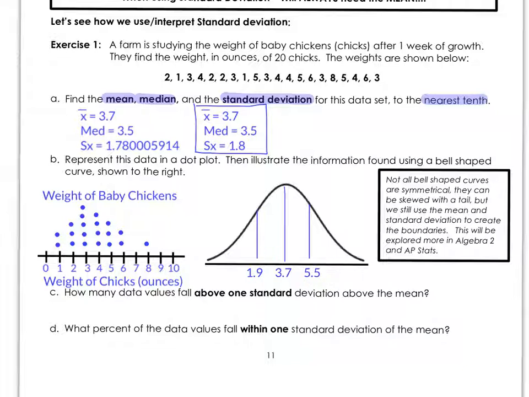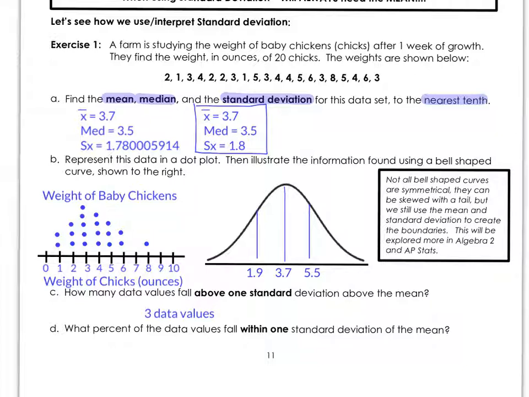But not all bell-shaped curves are symmetrical. They can be skewed with a tail, but we still use the mean and standard deviation to create the boundaries. And this will be explored more in Algebra 2 and AP Statistics. The next question says, how many data values fall above 1 standard deviation above the mean? So if we have the 3.7, above 1 standard deviation above the mean would mean we need to add 1.8 to that, which is 5.5. That's 1 standard deviation above the mean. So how many fall above 1 standard deviation? If I look back, that means we're looking for above 5.5. So greater than 5.5, that would be here. So that would be our 6, so 2, and then 8, 1. So 3 data values fall above 1 standard deviation above the mean.